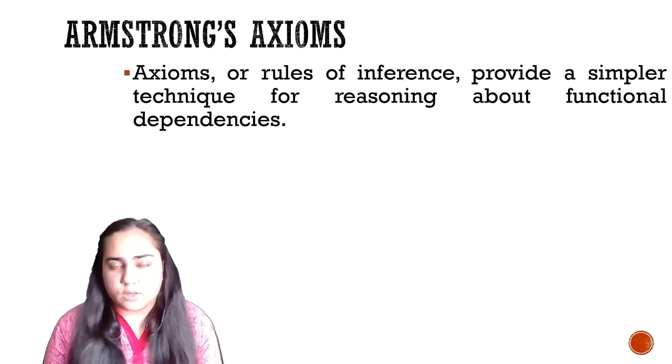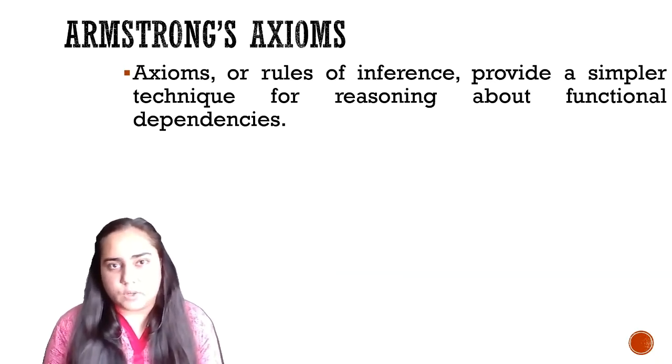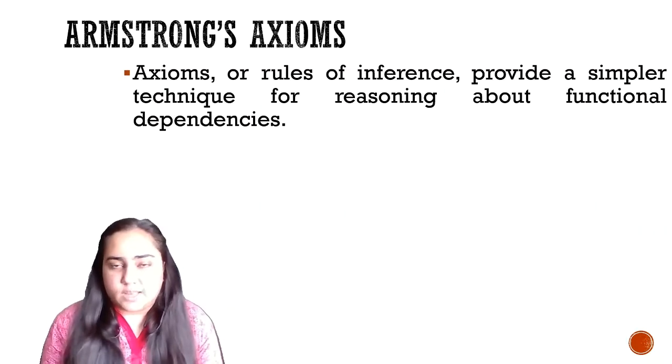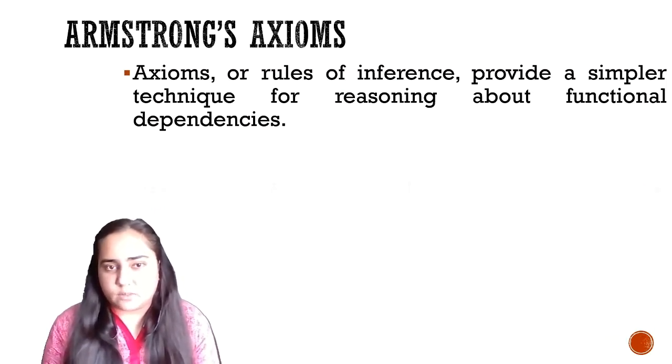Armstrong's axioms, where axioms mean rules of inference, provide a simpler technique for reasoning about functional dependencies. I have explained what functional dependencies are in my previous video. We know it has something to do with how one column of a table depends on another column, and you can recognize the value of a column by using the value of some other column. Those things are known as axioms or rules which allow you to find out one dependency from another dependency.